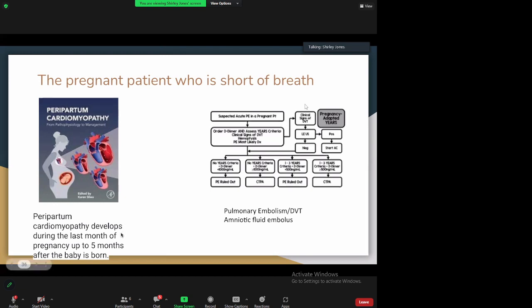It can develop in the last month of pregnancy and up to 5 months after the baby is born. So essentially you just give them the same medicines that you give someone with heart failure. You just don't give them an ACE inhibitor or an angiotensin receptor blocker, but you still can give them diuretics, can give them nitroglycerin. And if you need to use pressors, like if they're hypotensive, then you can use norepinephrine. For pulmonary embolism, also remember that these patients can get amniotic fluid emboli. So think about PEs.